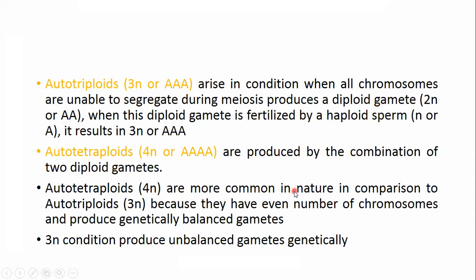Autotetraploids are more common in nature in comparison to autotriploids because they have an even number of chromosomes and produce genetically balanced gametes. Autotriploids produce genetically unbalanced gametes because in a triploid, an odd number of chromosomes is present and they can't divide equally. While in autotetraploids, in which four copies of each chromosome are present, they can easily divide and produce genetically balanced gametes. So the triploid condition produces genetically unbalanced gametes.